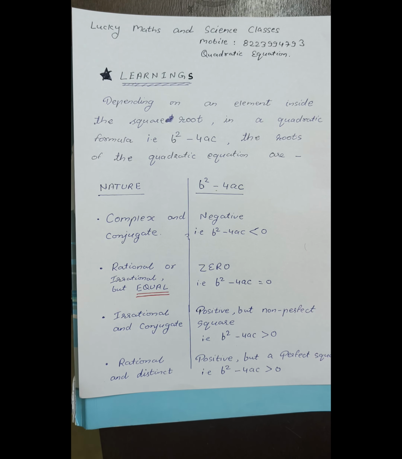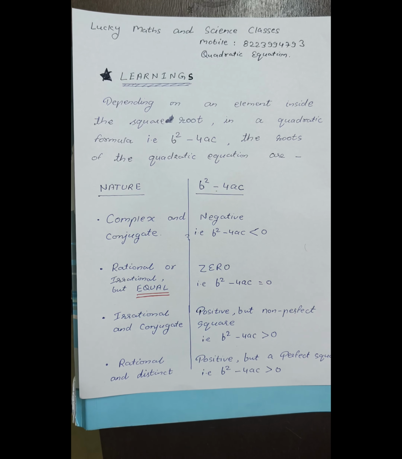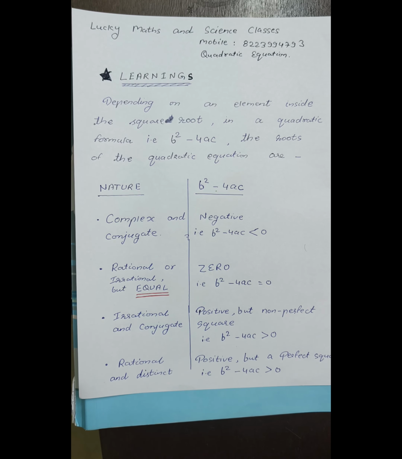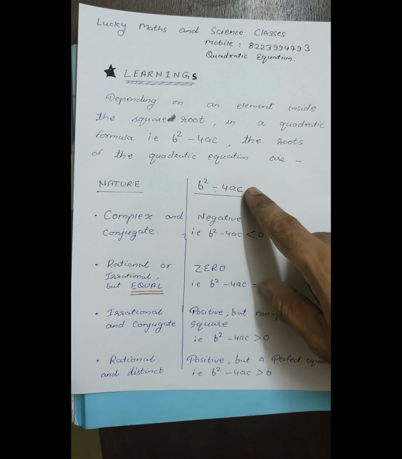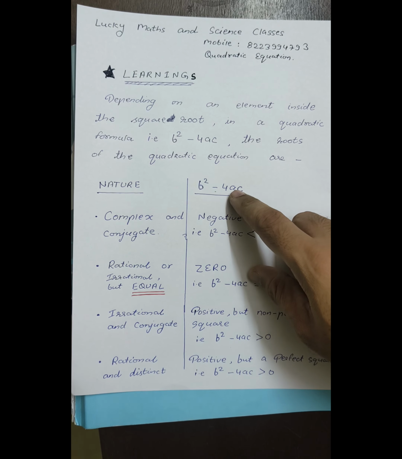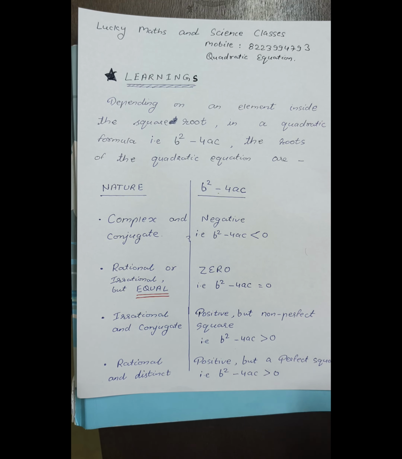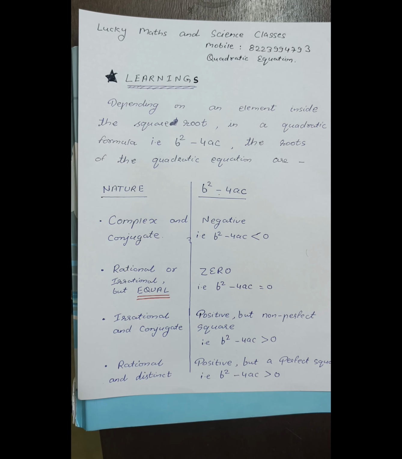Now third observation, when we are getting irrational and conjugate, 5 plus root 7 and 5 minus root 7, both are irrational but conjugate to each other. In the case where b square minus 4ac is positive but a non-perfect square, 5 plus root 7, we cannot solve root 7 further, so roots are coming to be irrational and conjugate to each other. 5 plus root 7 and 5 minus root 7.